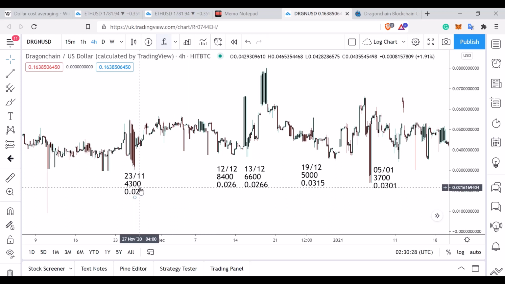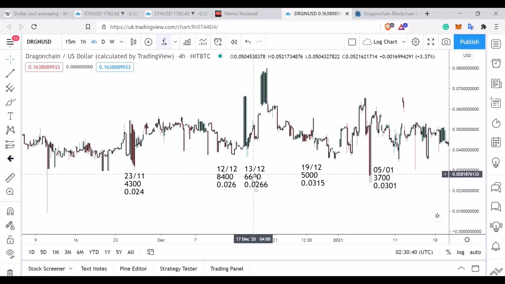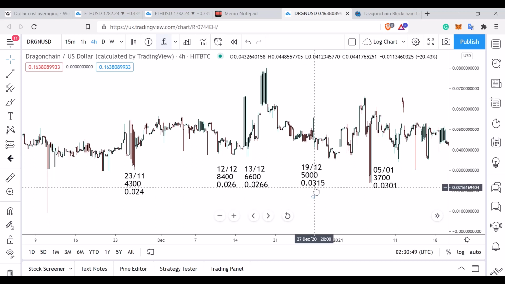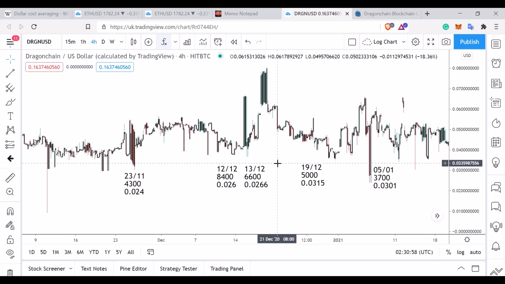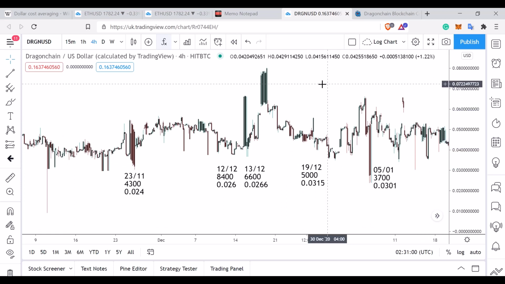I bought 4,300 on the 23rd of November for 0.024. Okay, that's dollars. I bought 8,400 on the 12th of December at 0.026. Again, 6,600 for a total of 15,000 at 0.0266. Again on the 19th, 5,315, and then 3,700 for a total of 28,000 by the 5th of the 1st. So you'll notice the actual price was much, much higher than this throughout the whole thing.